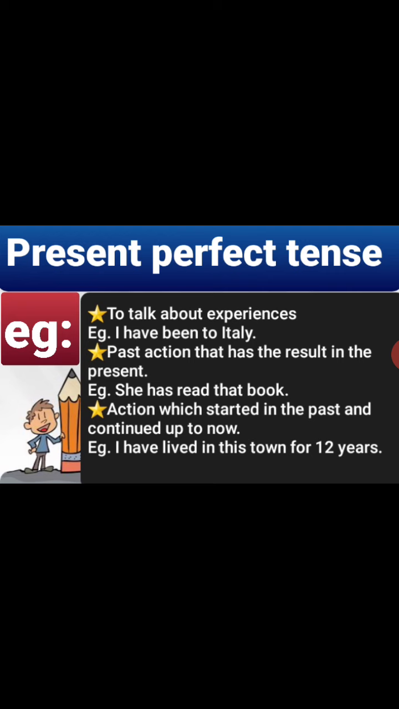And action which started in the past and continued up to now, that we call present perfect tense. I have lived in this town for 12 years. Understand, students? One of the persons lived in this town for 12 years. That is, he did it in the past but continues up to now. That we call present perfect.